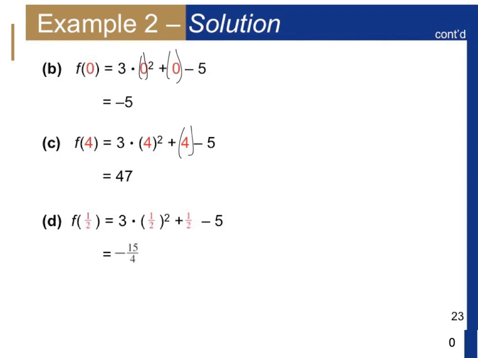Okay, f of 1/2, do that again, is that we're putting 1/2 in our blank parentheses. So 3 times 1/2 squared, 1/2 squared is 1/4, so 3/4 plus 1/2 would be 5/4. Okay, and then minus 5 would be minus 20/4. That would give us minus 15/4. Okay, so here we're putting 1/2 in. And when you do something with fractions, keep it as an improper fraction. Don't write it as a mixed number or a decimal.